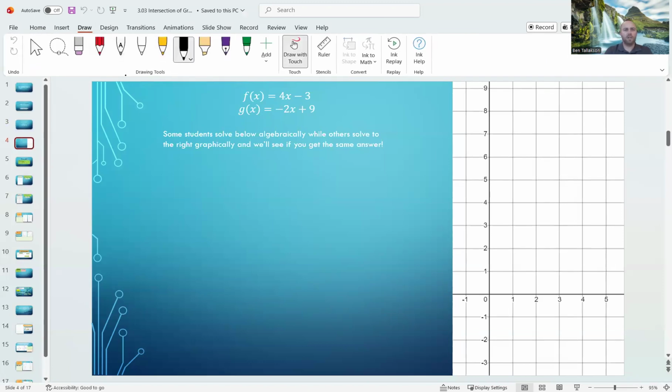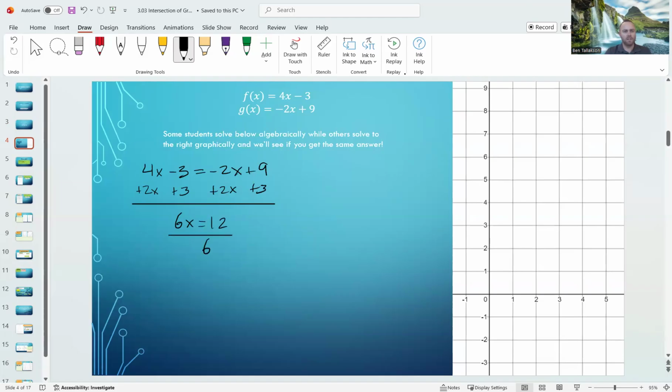To solve algebraically, you need to take one function and set it equal to the other. So, actually, let's just move this over. Okay, we want to solve for x, so let's get all of our x terms together on the left, and then that means we'll need to move our constants to the right. Okay, so we get 6x is 12, divide both sides by 6, so x is 2, but what's y?